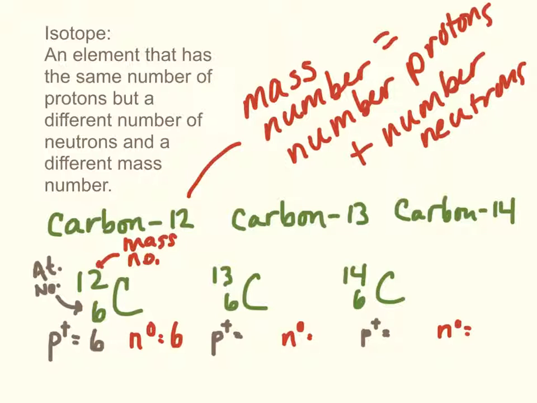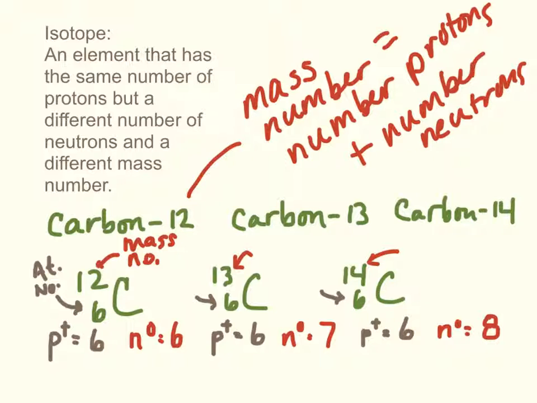Carbon 13. Again, our atomic number is right there on the bottom, so we have 6 protons. Subtract that from our mass number here on the top, and we get 7 neutrons. And for carbon 14, there's our atomic number there on the bottom, so that's our number of protons. And on the top, we have our mass number, 14. So if we take 6 from 14, the number of neutrons we have is 8. So there are our carbon isotopes.